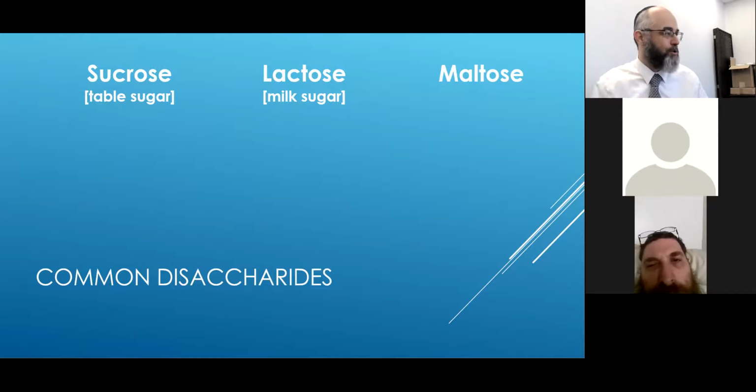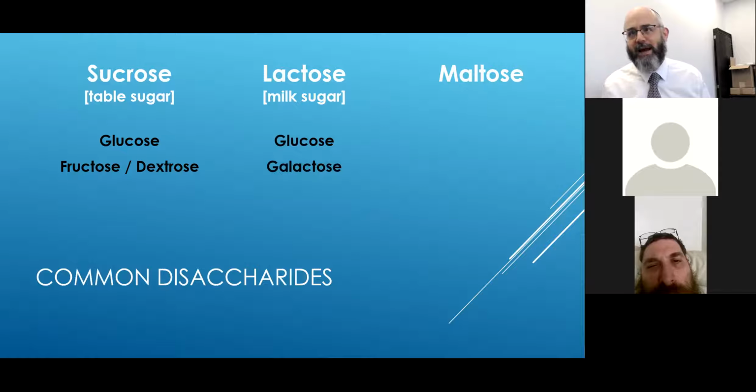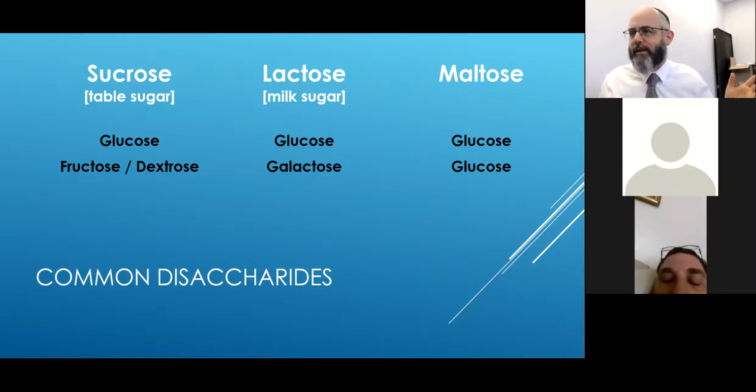Those are 3 common sugars, and here I'm going to show you what they're made of, just so you see the difference. Sucrose, table sugar, is glucose together with fructose. Lactose, which is milk sugar, is glucose with galactose. And maltose is glucose with glucose. What's maltose? It's from lots of different things, like corn. We'll see in a second.